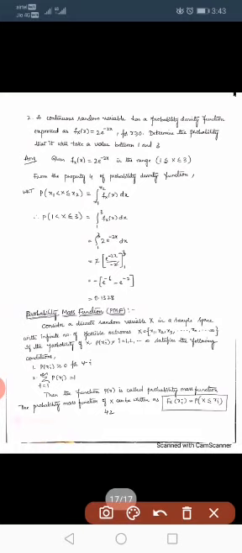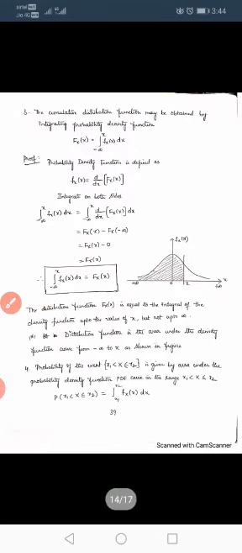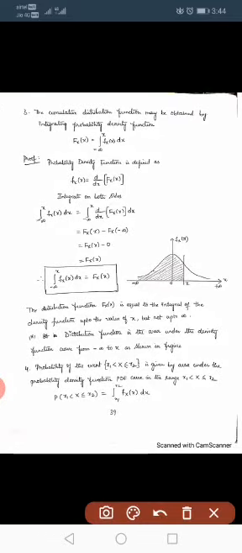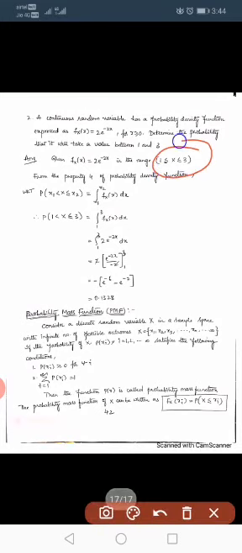Next problem. A continuous random variable has a probability density function expressed as fx of x equal to 2 e power minus 2x for x greater than or equal to 0. Determine the probability that it will take a value between 1 and 3. Okay, so which property do we have to use? The density function has four properties. The fourth property is where the x value lies in the interval x1 to x2. In the problem it is given that the x value is in the interval 1 to 3.